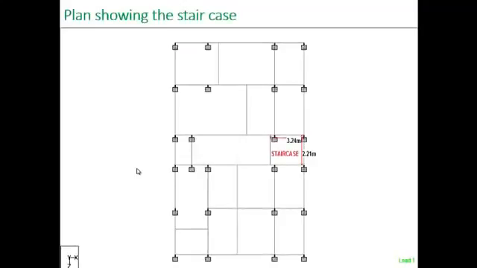The check for bearing pressure, check for punching failure, check for one-way shear, and check for bearing are done using the MS Excel sheets. This is a plan showing the location of the staircase, which is 3.24 meters by 2.1 meters.